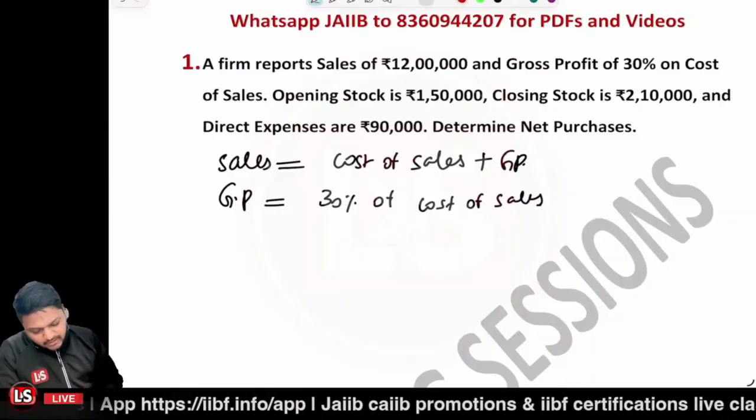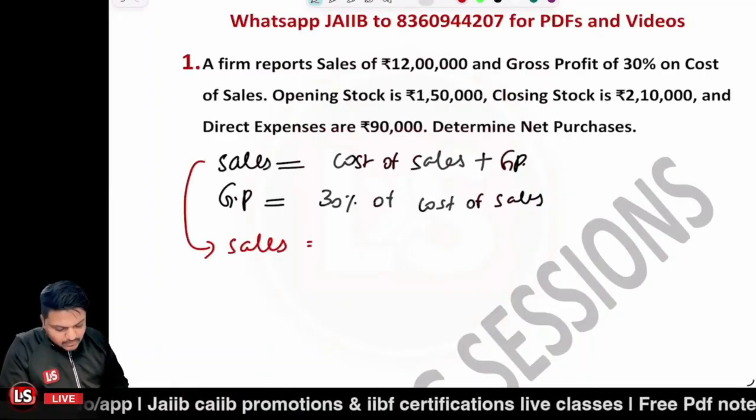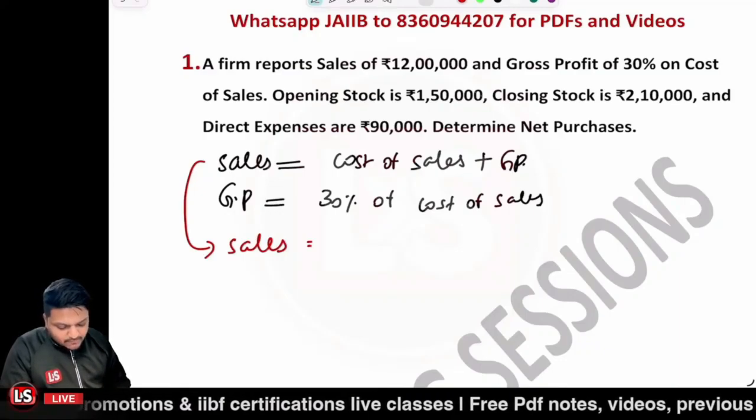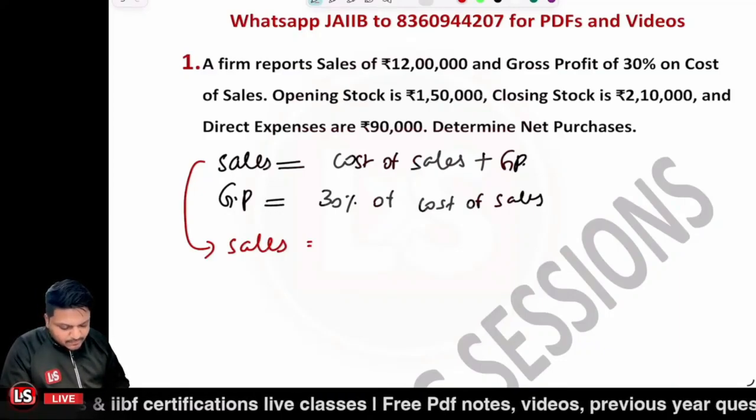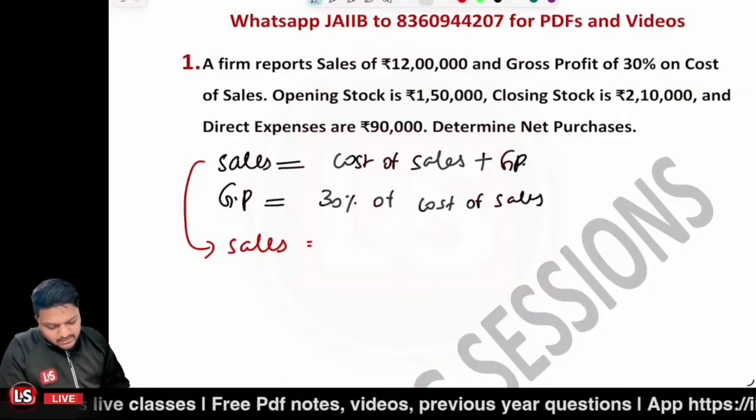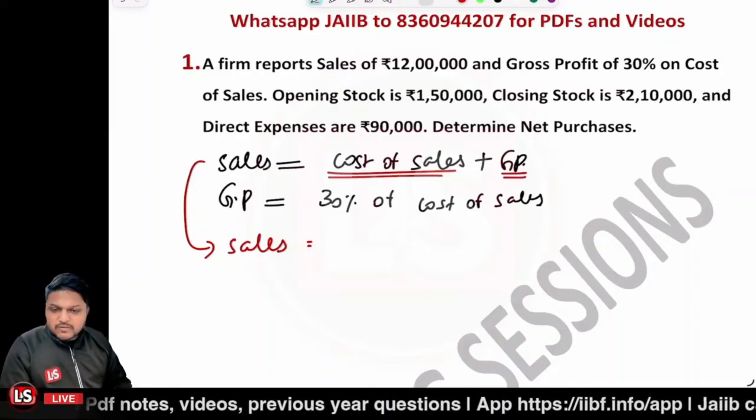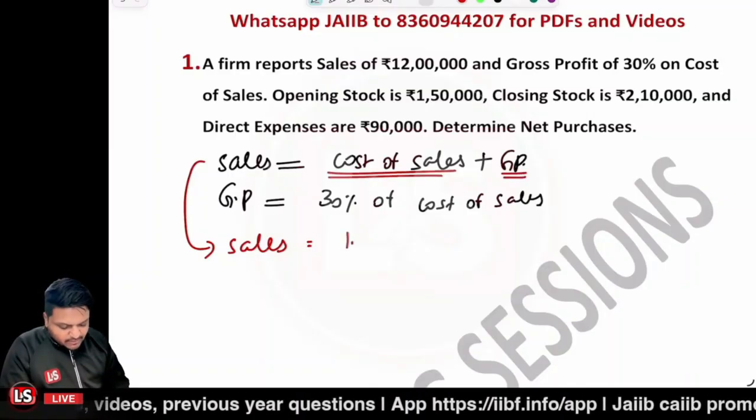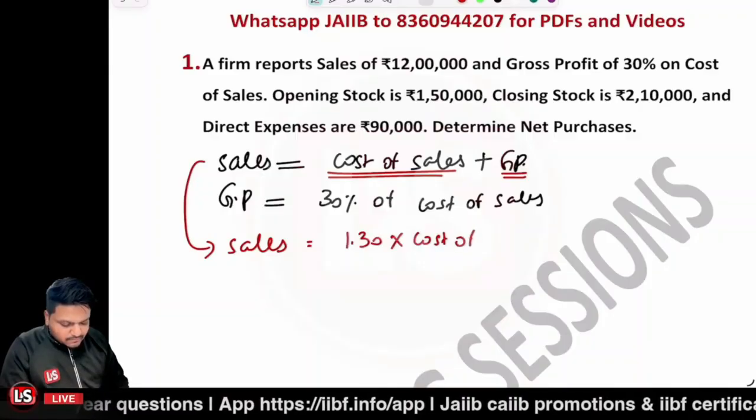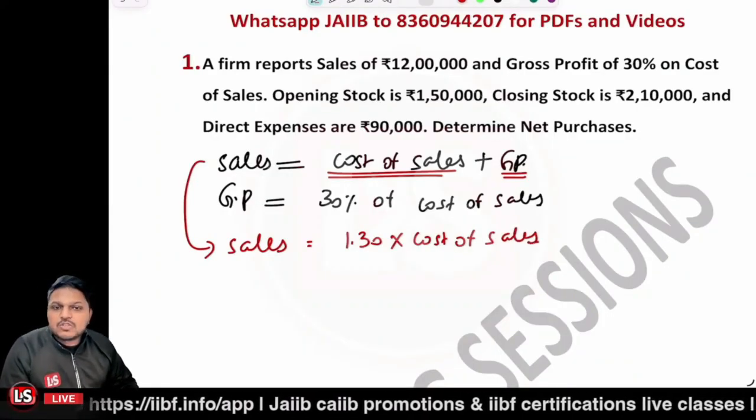So we can say that sales is equal to cost of sales plus 30% of cost of sales, means 130% of cost of sales, because this is representing 100% of cost of sales, and this is representing 30% of cost of sales. So in total it is 1.30 into cost of sales.